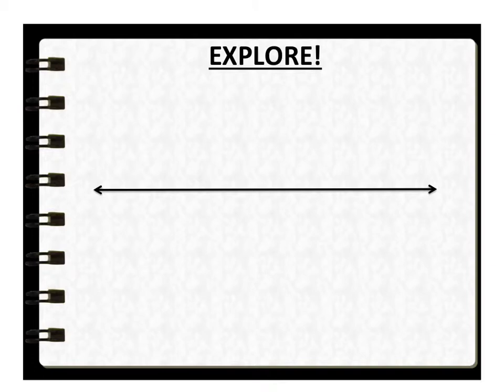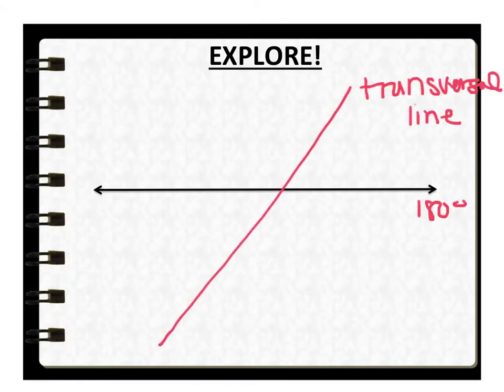I'm going to start with my straight line that's 180 degrees. And I'm going to cut it with another line, a transversal line. And I'm going to tell you that this angle right here is 40 degrees. That means I also know that this angle is 140 degrees because 40 plus 140 is equal to 180.